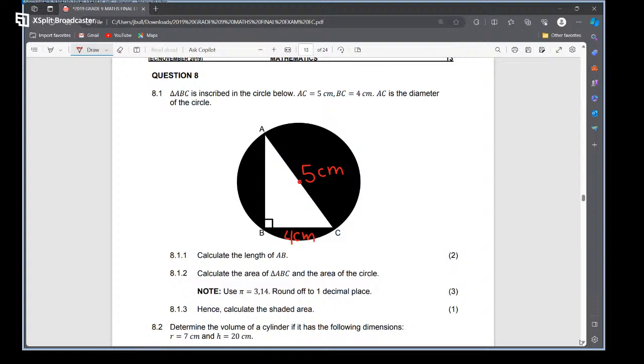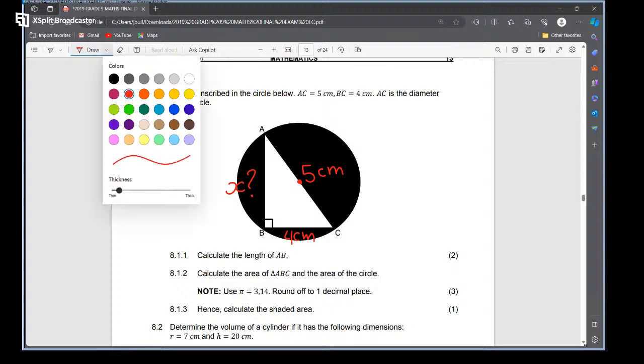So we can say somewhere there is the center of the circle. Diameter of the circle means it stretches all the way across the circle and it passes through the middle. They want us to calculate the length of AB, so they want this length. I'm just going to call it x. If we need to calculate the length of an unknown side in a right angle triangle like this, what you should be thinking about is Pythagoras. So for this 8.1.1, we are going to be thinking about Pythagoras.